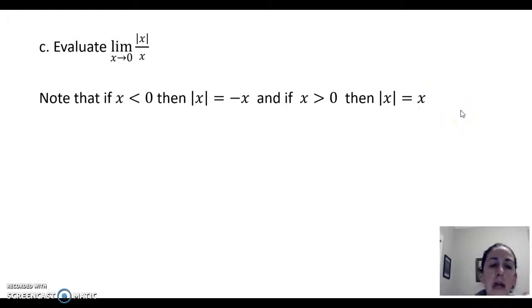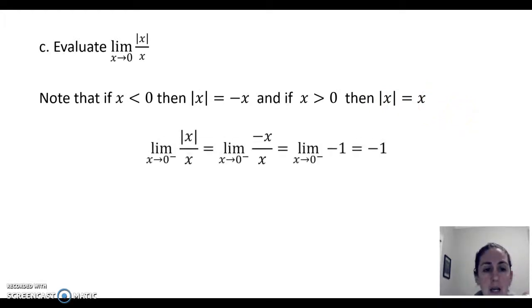So now let's look at the upper and lower limits here. The limit as x approaches 0 from below means you're approaching 0, but you're coming from values a little bit less, which makes x negative. So that means the absolute value of x is negative x. So this limit as x approaches 0 from below of the absolute value of x over x would be the limit as x approaches 0 from below of negative x over x, which reduces to negative 1, and the limit as x approaches 0 from below of negative 1 is just negative 1.